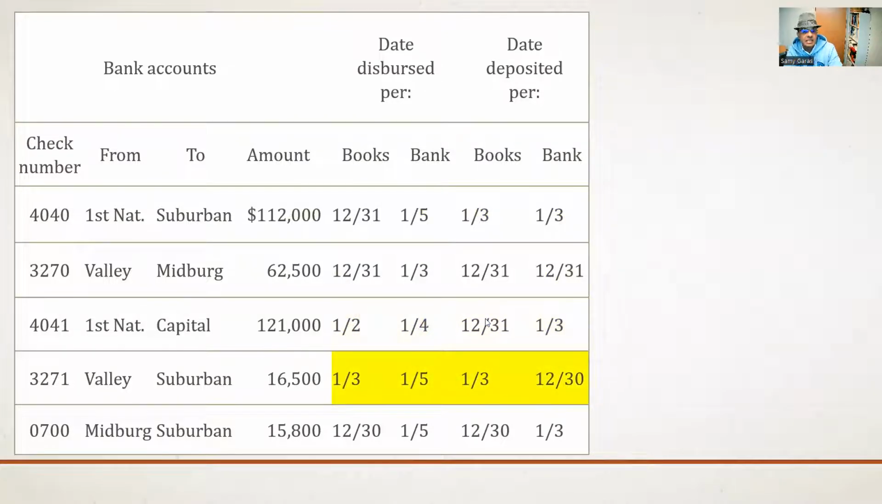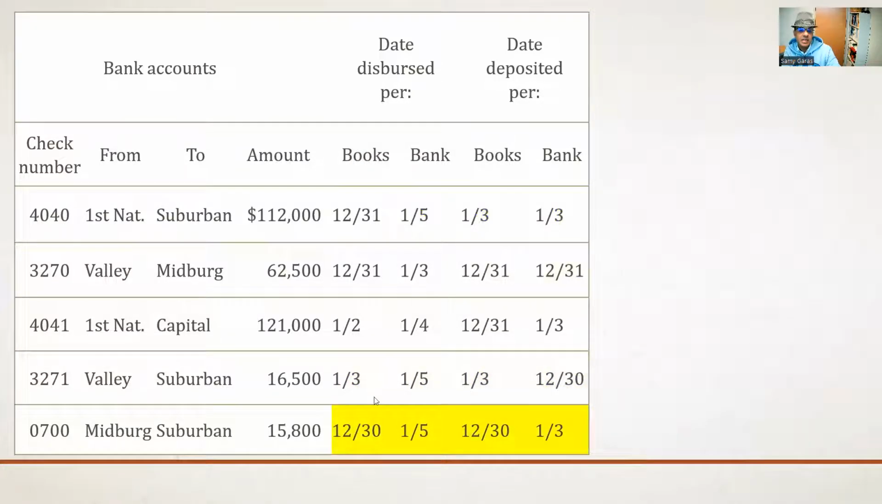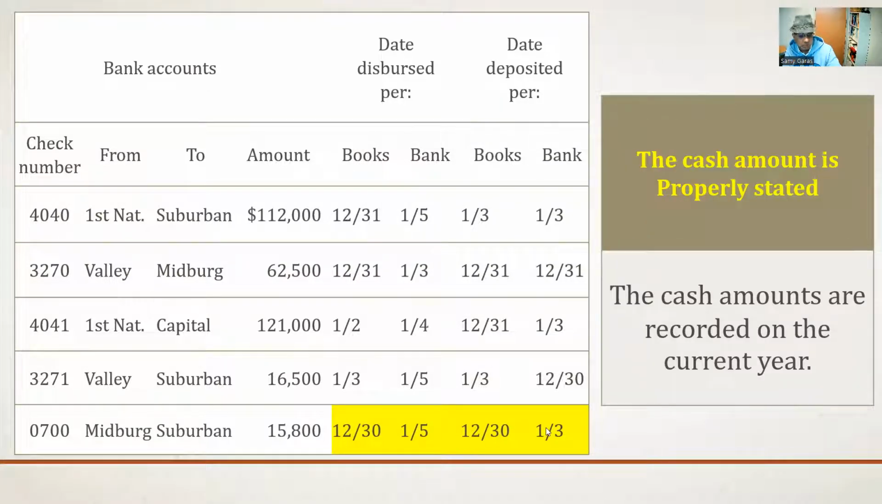Next one. The payment happened in January. The receipt happened in January. The payment happened here in January, but the receipt happened here in December. This is going to show up in the bank reconciliation and it will make the cash overstated. Finally, here, both payment and receipt in December, both payment and receipt in the bank are in January, so it's properly stated.